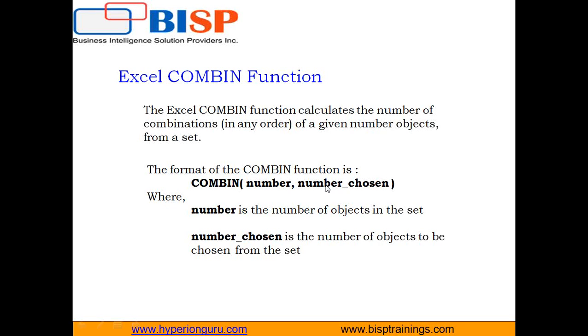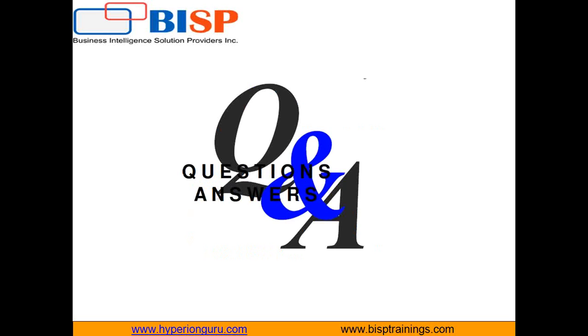So this is how the COMBIN and PERMUT functions work in Excel. The COMBIN function returns the number of combinations for a given number of items. Use COMBIN to determine the total possible number of groups for a given number of items.